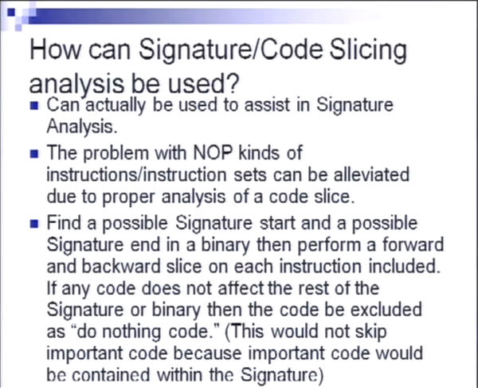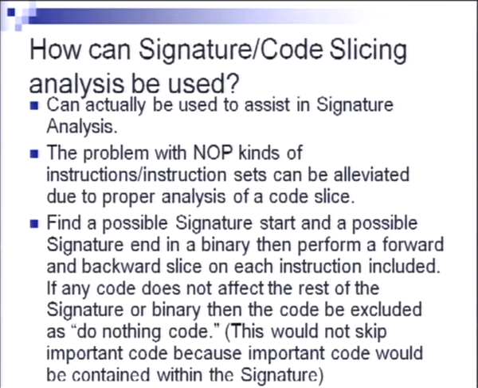How can we use this? This is the researchy portion. It can actually be used to assist in signature analysis, even though we talked about that at first, because that was for the detection, which doesn't need code slicing after it. You could do the code slice before. The problem I was talking about with the no-op instructions and types of instruction sets can be alleviated here. We just run a code slice on the signature.